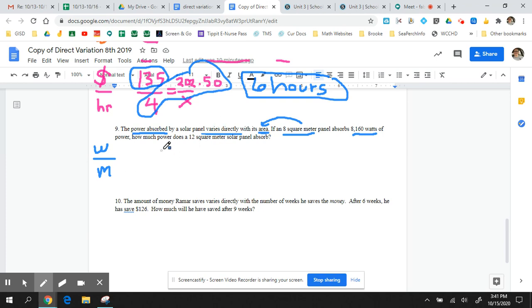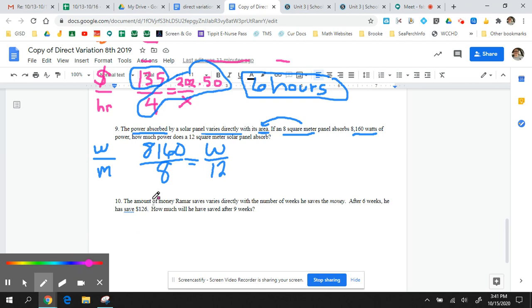Okay. So I see that it does have a comma in there, 8,160. I am not going to write it with it because sometimes we get confused and we want to type that comma into the calculator, and that messes up our problem. So I'm going to leave the comma out when I write it. And then I'm going to look at the next part. It says how much power, and power was your watts, so we want a W, does 12 square meters absorb?